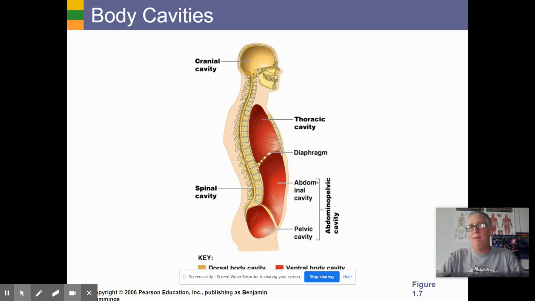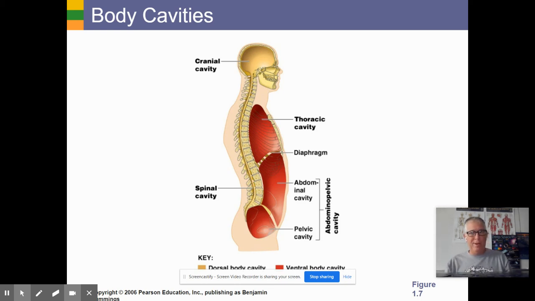My ventral body cavity, remember that's the one towards the front, contains my thoracic cavity, my abdominal cavity and pelvic cavity. I sometimes crunch those two words together and call it my abdominopelvic cavity. The abdominopelvic cavity and the thoracic cavity are separated by what's called a diaphragm, a muscle of your body that you do not have voluntary control over.